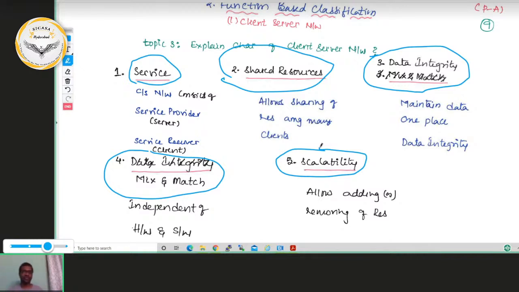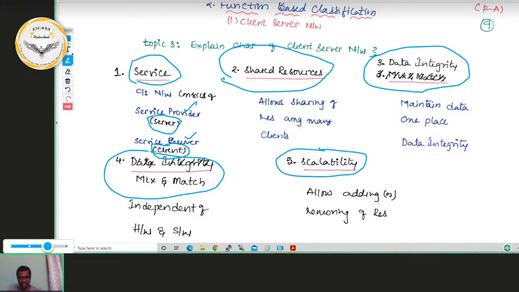What do you mean by service? A client server network always consists of a service provider and a service receiver. Who is providing the data? Computation is always done by the server, so the service provider is the server. Who is receiving the result? The client receives the result, so it is called the service receiver. So service consists of a service provider and a service receiver, the service provider being the server and the service receiver being the client.